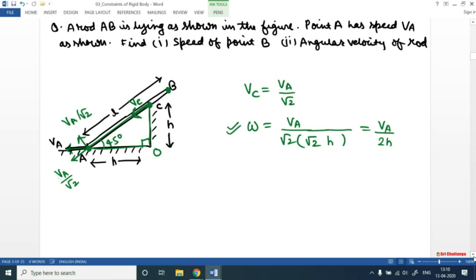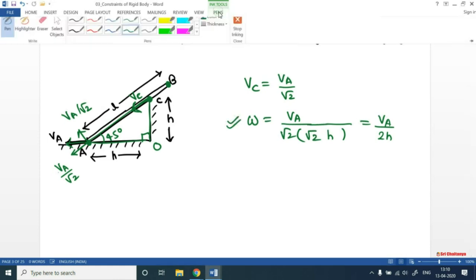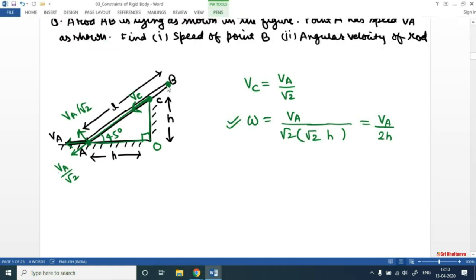Now we are required to find out the velocity of point B. Point B, we must clearly understand, will have a component of velocity along the rod, and a component tangential to this rod or perpendicular to this rod. So this component is going to be the same as the velocity of point C, or you can say the velocity of point A along the rod. So finding this component is really easy. This component is simply Va by root 2.